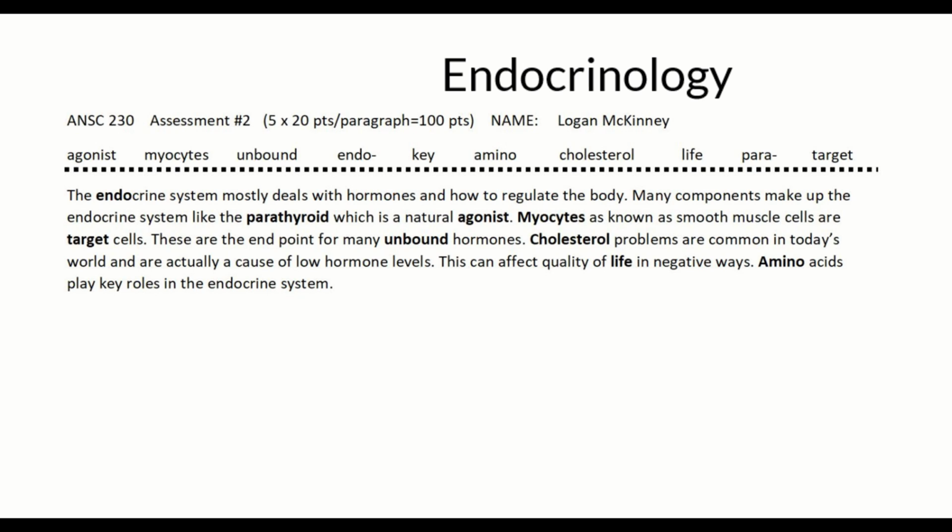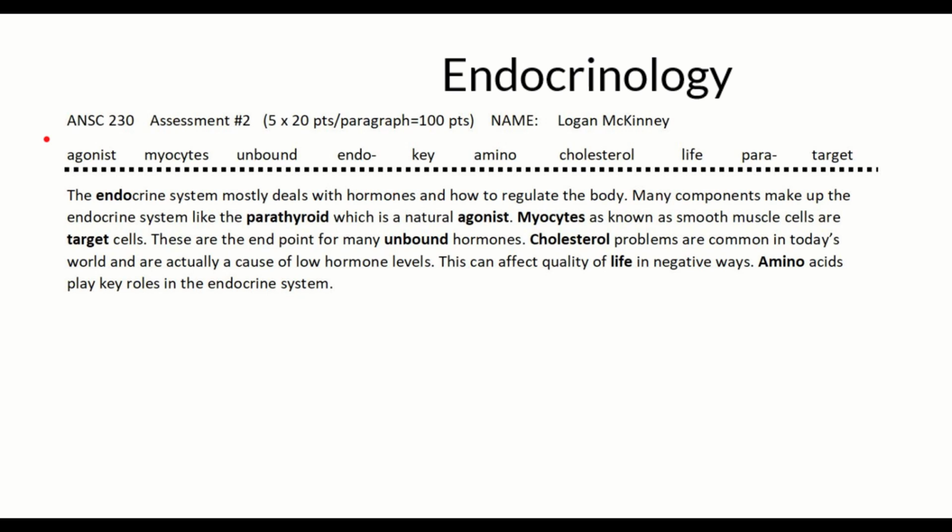And let's see, amino acids play key roles in the endocrine system. Well, no. Certain hormones are made from amino acids. So you need amino acids in your diet to make hormones. So let's see, there's things missing, I guess.